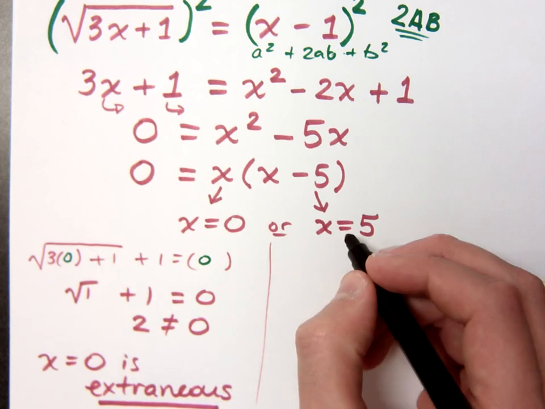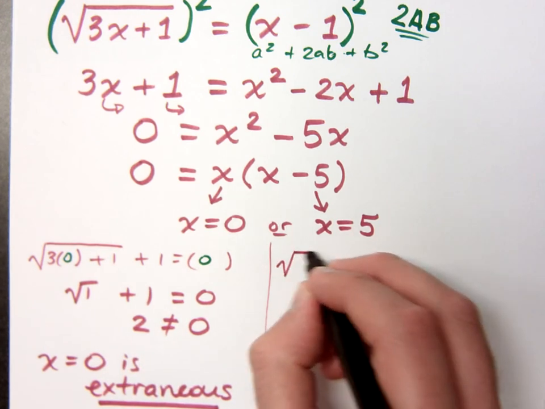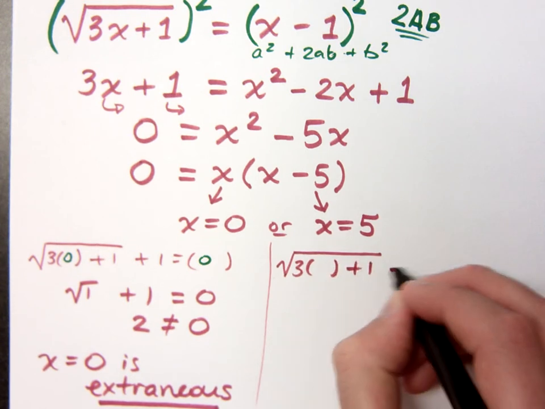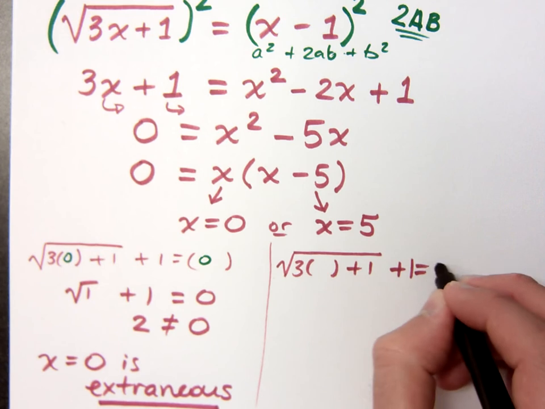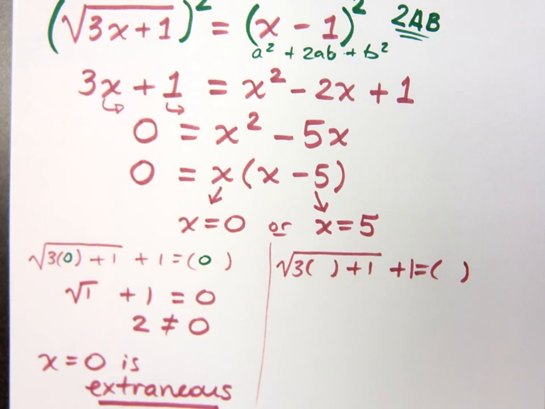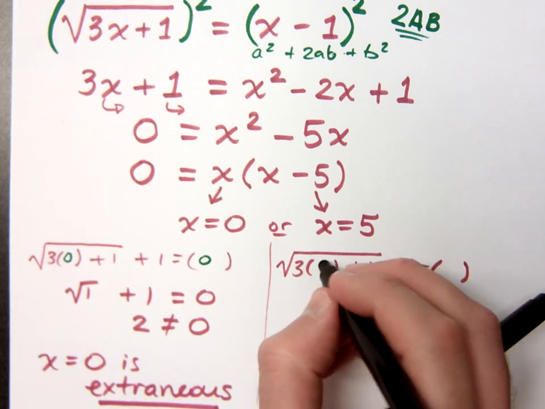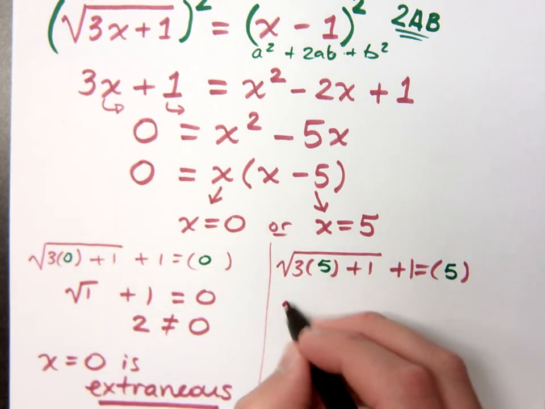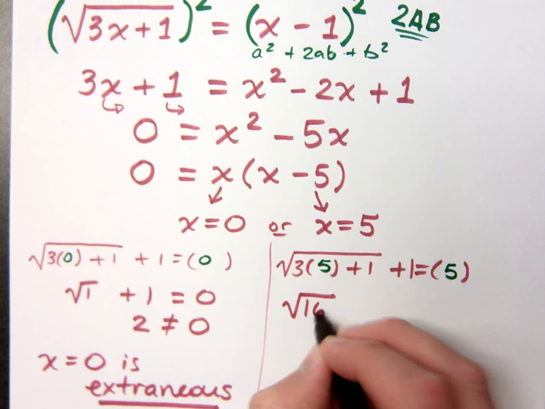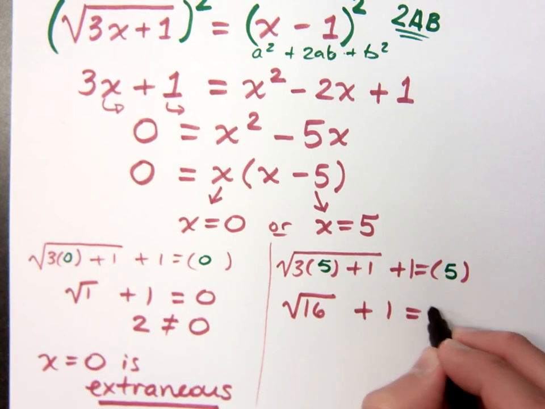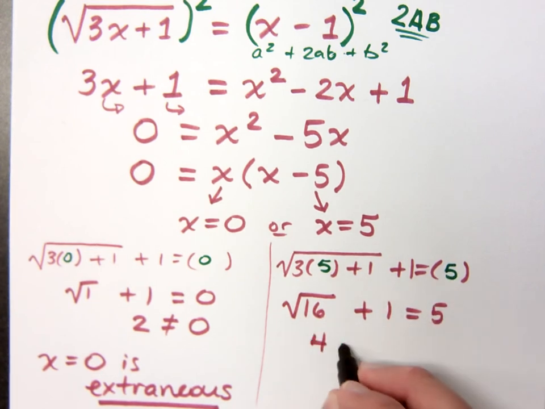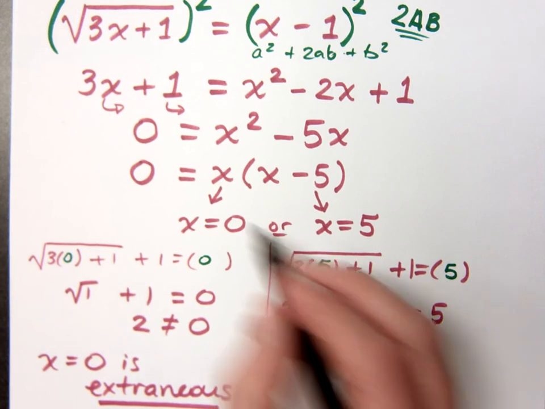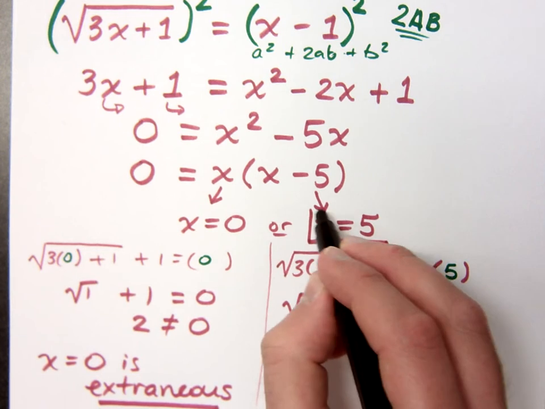Let's check the 5. So again, let's use the parentheses. Be very careful with everything that we write. See, almost missed something there. I'm saying that my solution is 5, so I'm going to fill in those parentheses with 5. Is the square root of 16 plus 1 equal to 5? Well, let's see. 4 plus 1 does equal 5. Everything checks out there. So that tells me that my solution is x equals 5.